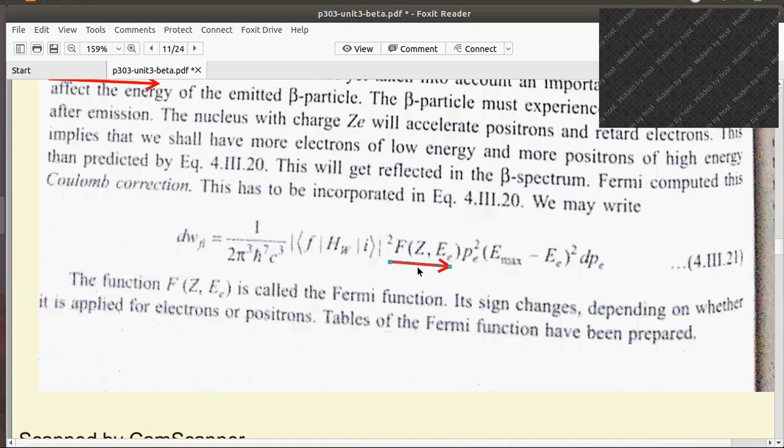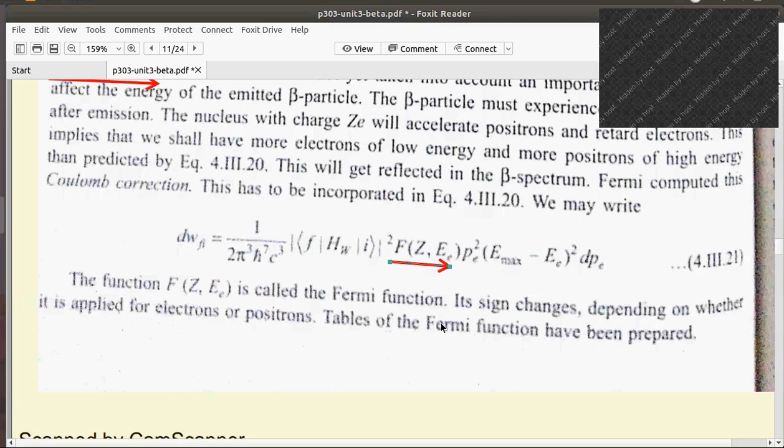Before emission the Coulomb force was not taken into consideration, because at that time it did not apply to the electron. Once the electron or a positron comes into existence, only then does the Coulomb correction take place. The function F(Z,E) is called the Fermi function.